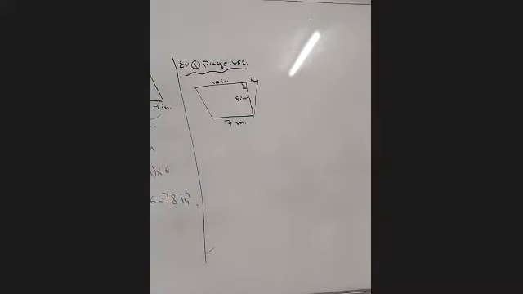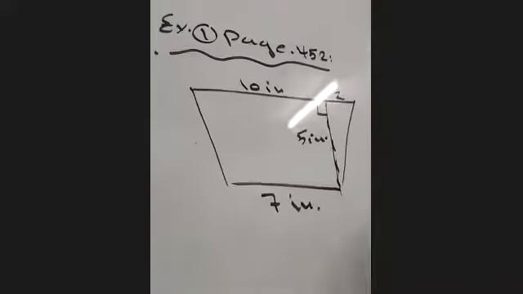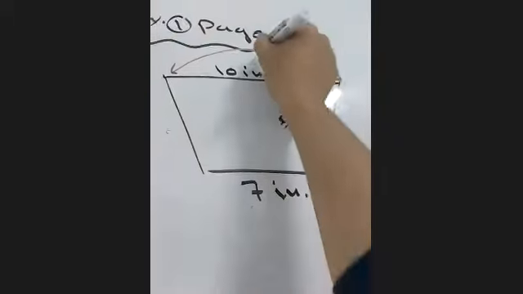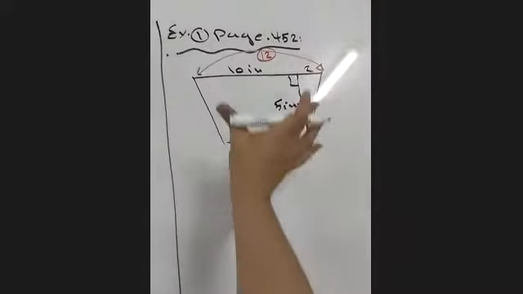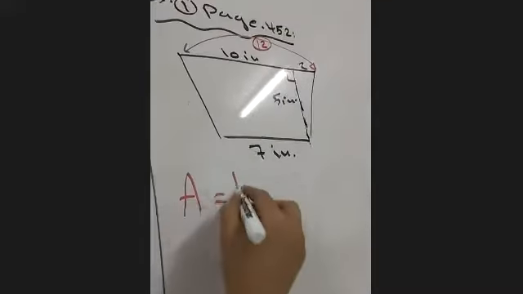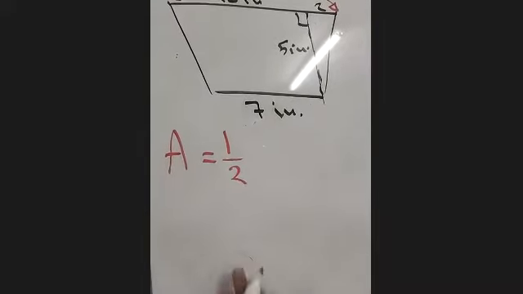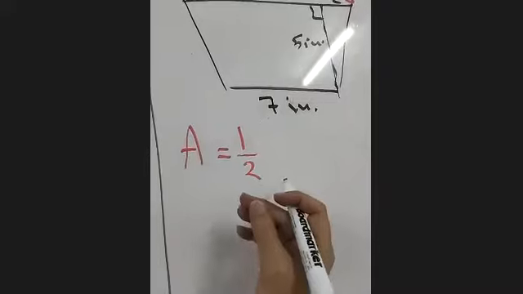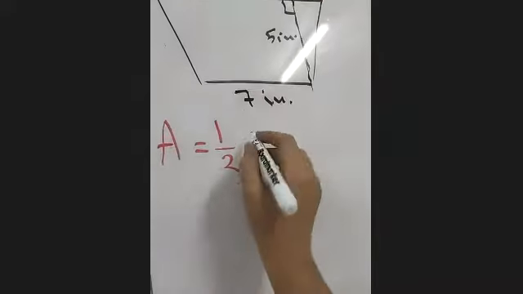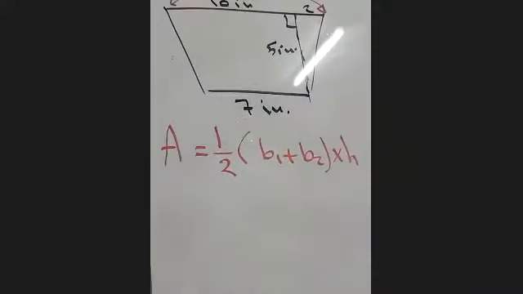The first step, we will add the up. Now, I need the whole piece up. 2 and 10, how much? 12. So I have base 1, I have base 2, I have the height. What's the area? Area equals half multiply base 1 multiply base 2 multiply height. No, plus, sorry. Base 1 plus base 2. What do I write after the half? Bracket. Base 1 plus base 2, multiply the height.